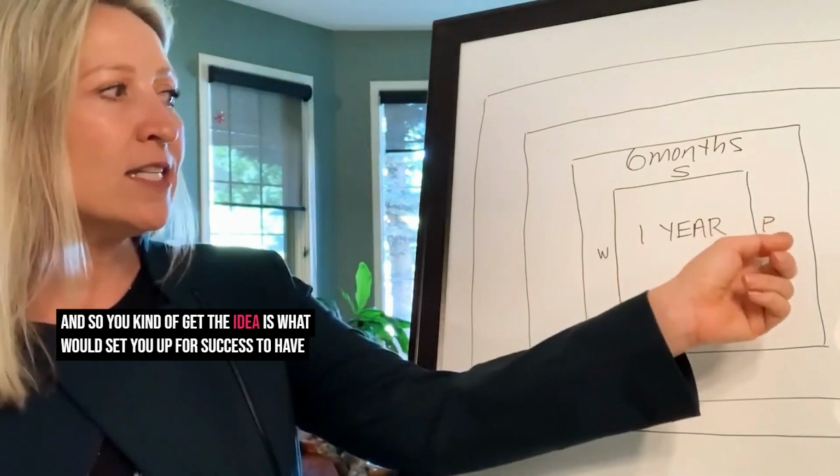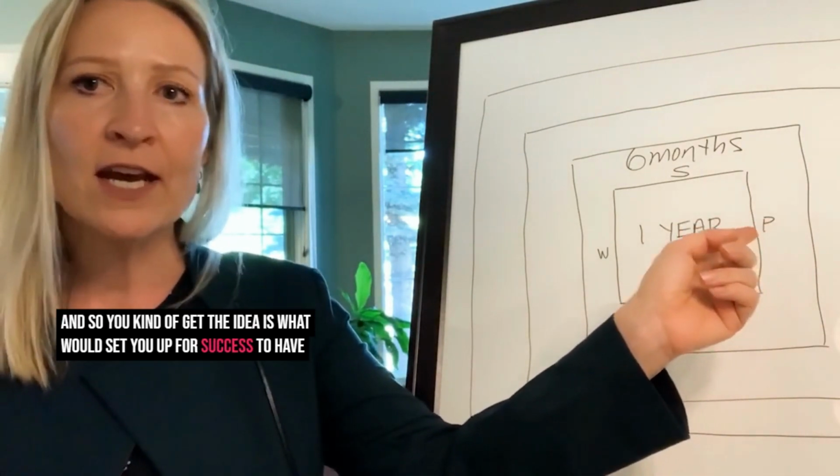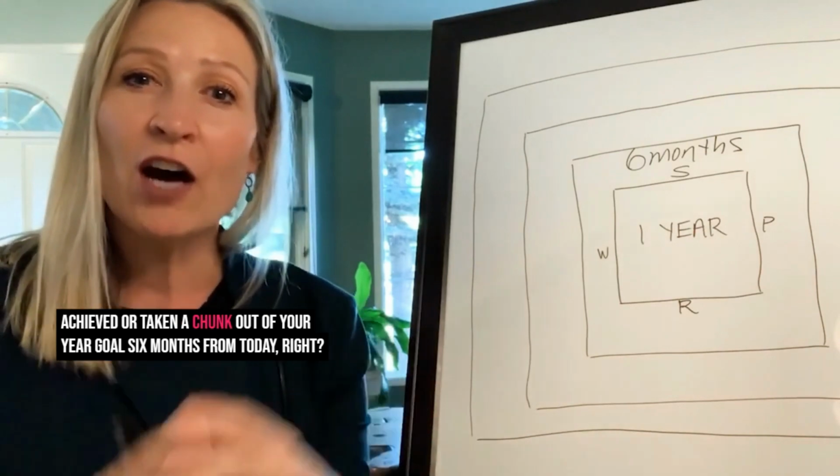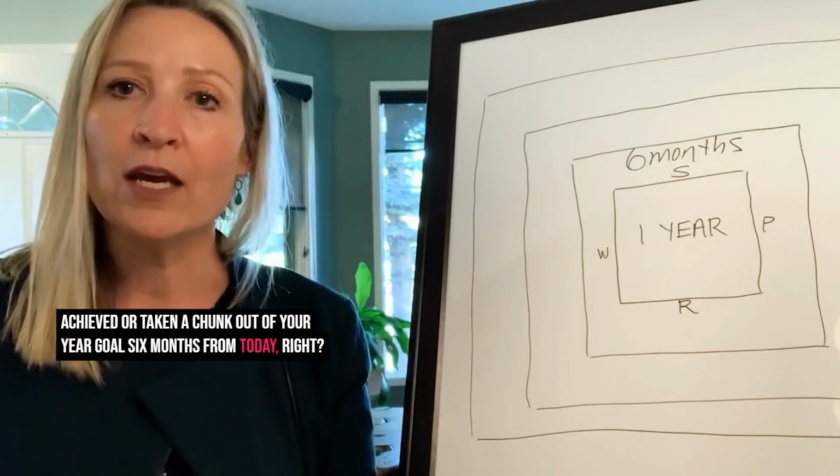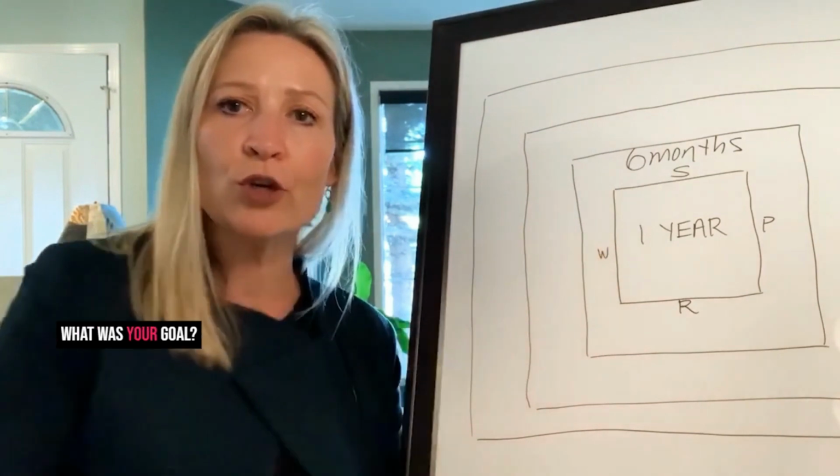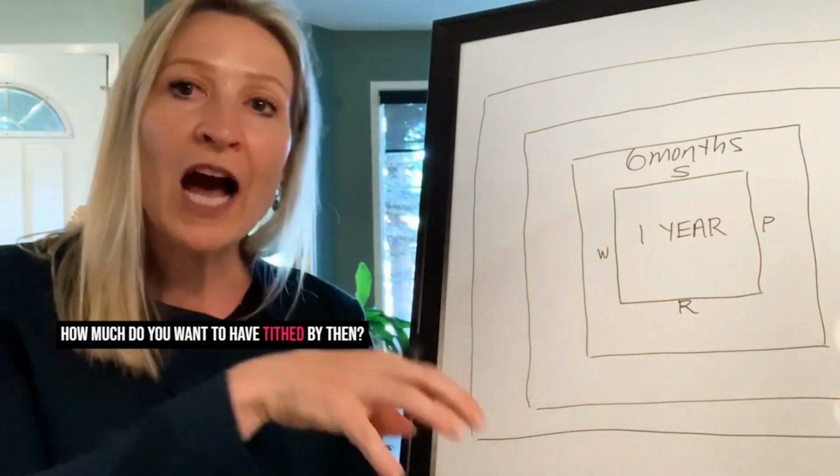And so you kind of get the idea: what would set you up for success to have achieved or taken a chunk out of your year goal 6 months from today, right? Spiritual and contribution, what was your goal you set for that? How much do you want to have tithed by then?